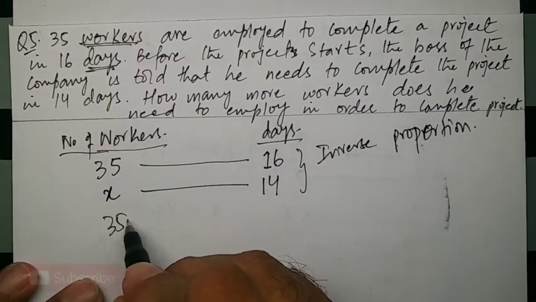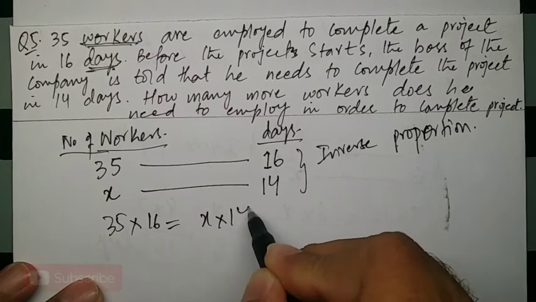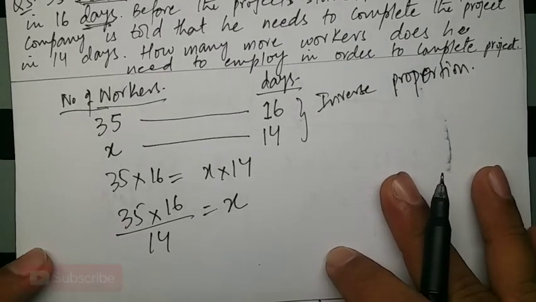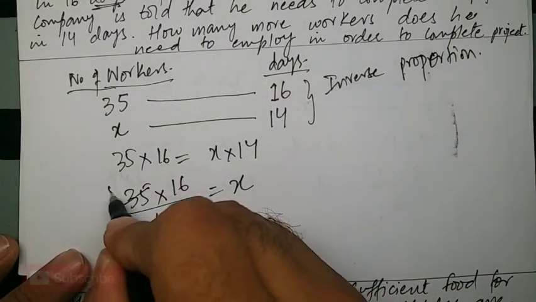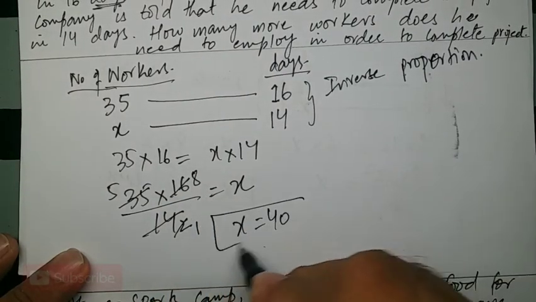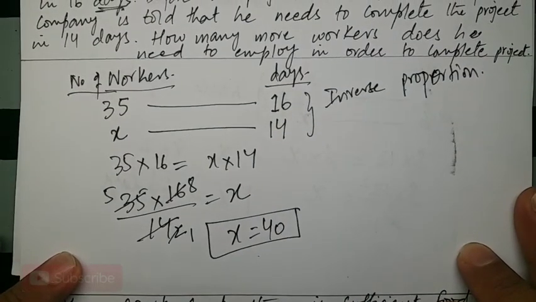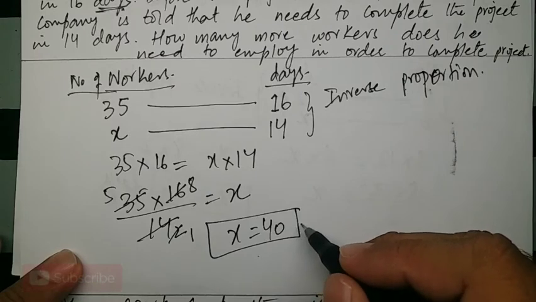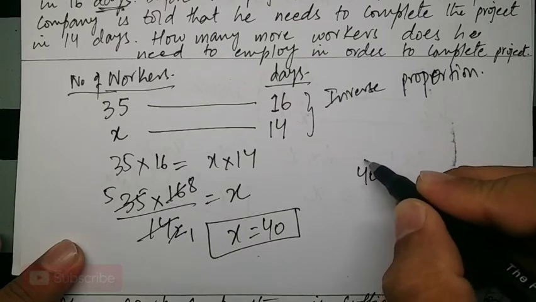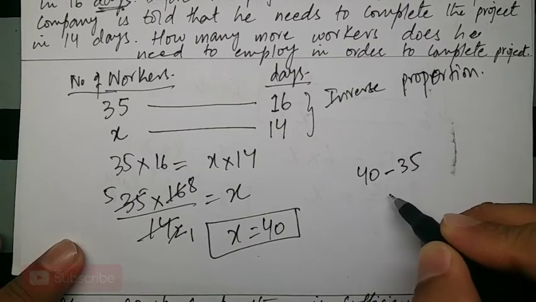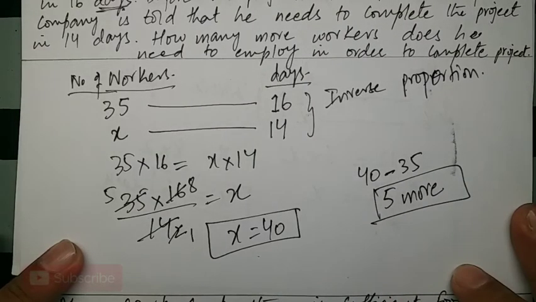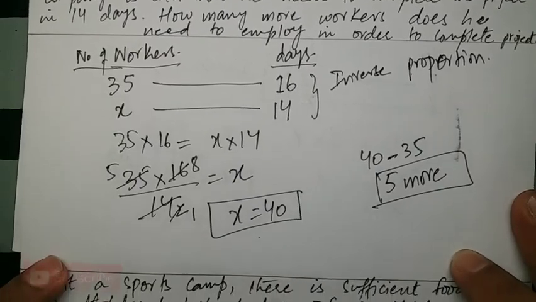So 35 multiplied by 16 is equal to x times 14, and 35 times 16 upon 14 is equal to x, and the value of x will be 40. So the number of workers is 40, right? So it means 40 workers can complete the project in 14 days. But my requirement is to find how many more workers. So if 40 workers are needed, and I already have 35 workers, it means 5 more workers are needed in order to complete the project, right?